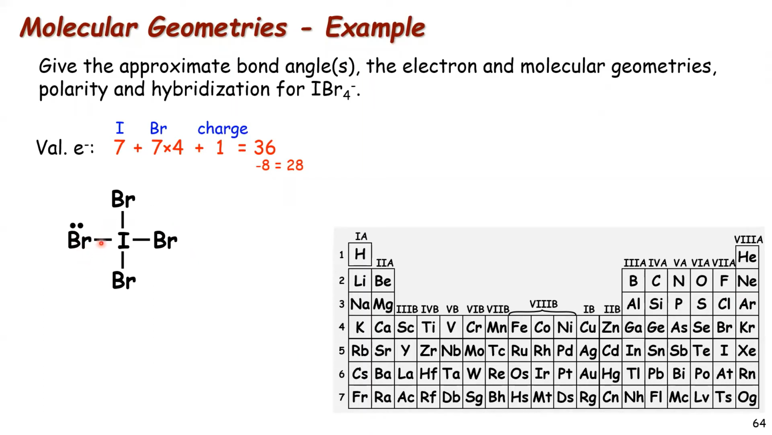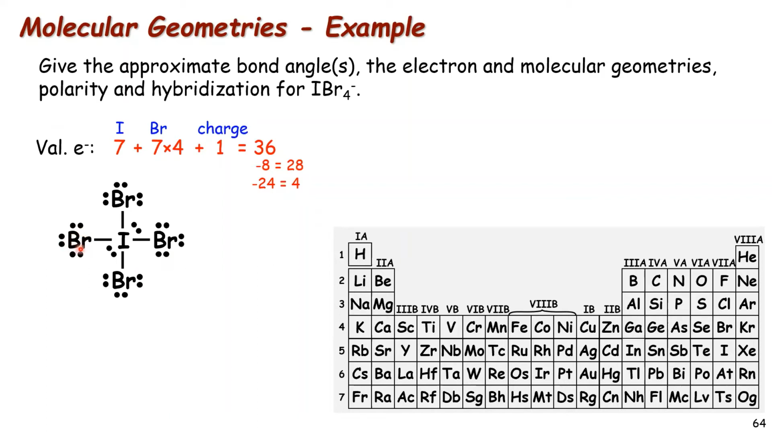So each bromine has 2, 4, 6, 8. So we used up 2, 4, 6, 8, 10, 12, 14, 16, 18, 20, 22, 24 electrons. We still have 4 extra electrons to deal with. So again, we're going to put them as lone pairs around the central atom. So we'll put 1 here and 1 here. Now, again, we really violated the octet rule for iodine, but let's see what the formal charges have to say.